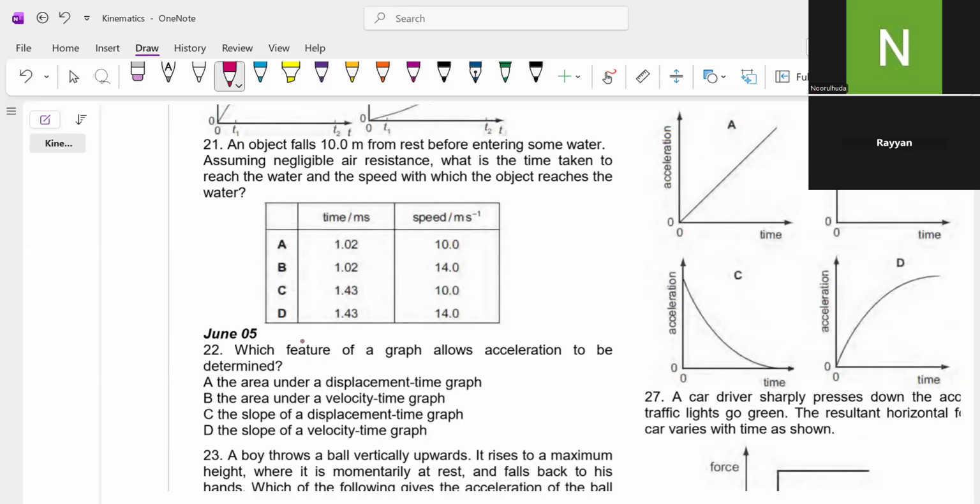So there's no air resistance in this one. It falls from rest, so the initial velocity is 0. Which equation can we use? You can use S equals 1 over 2 A T squared.